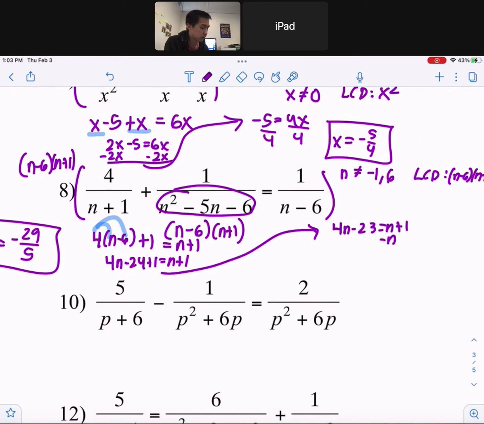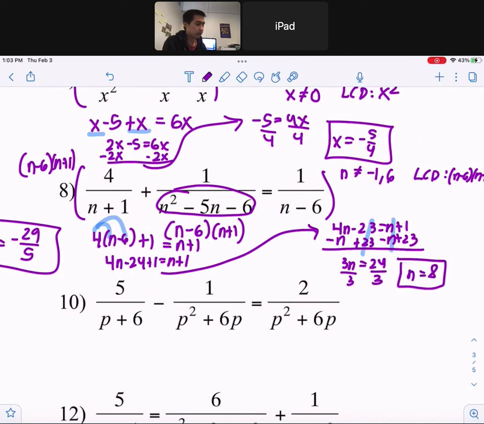So let's get variables on the left-hand side and constants to the right. Cancel, cancel. So we got 3n equals 24, and divide both by 3, so n is going to equal 8.